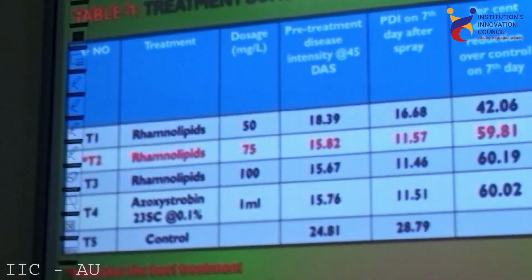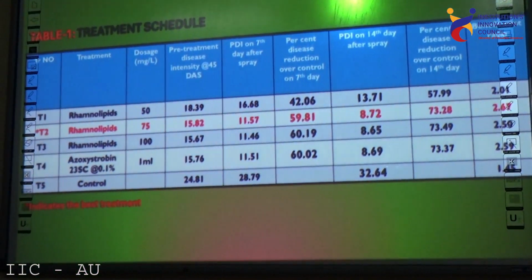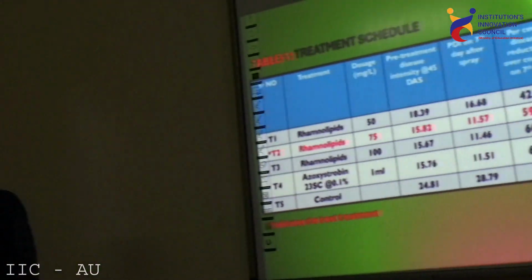And these are the treatment schedules that were employed during our studies. For treatments T1, T2, and T3, we applied rhamnolipids at various concentrations of 50, 75 and 100 microgram per liter. And we compared the effect of the rhamnolipids against the commercial fungicide azoxystrobin. We chose azoxystrobin because it is a popular fungicide currently available in the Indian market for the control of various diseases, and the treatment T4 serves as a control.